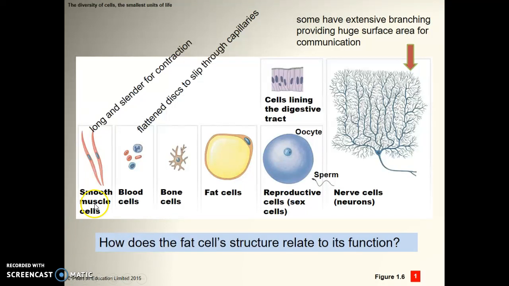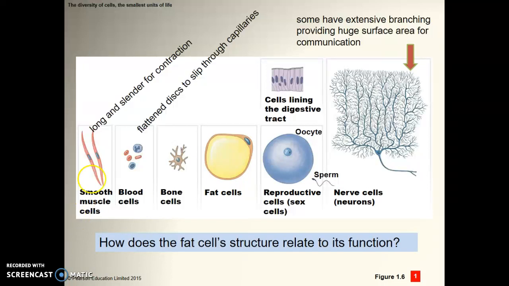So, for example, there are 3 different types of muscle cells, one of them being the smooth muscle cell, and these cells are very long and slender for slow and sustained contractions. Blood cells are flattened discs performing only the task of carrying oxygen in the blood, and they're quite flexible. They can fit through capillaries and squeeze through very small spaces. These are just a variety of cells.